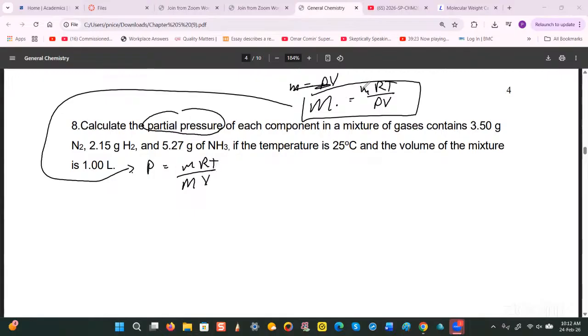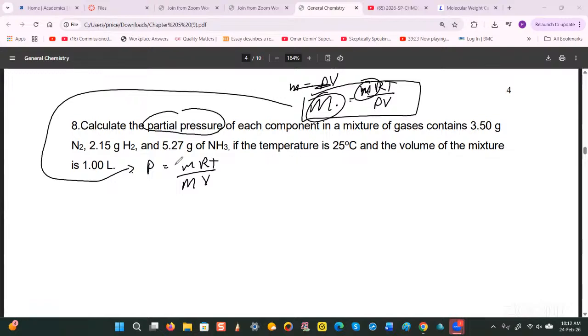Now, I should have stressed this. I know I stressed this in the video, but let me say it now. Please, and this is a common error that students tend to make when using this equation, do not confuse lowercase m with uppercase M. Lowercase m is the mass, in grams. Uppercase M is the molar mass, which is given in grams per mole. So make sure that you don't confuse those two.